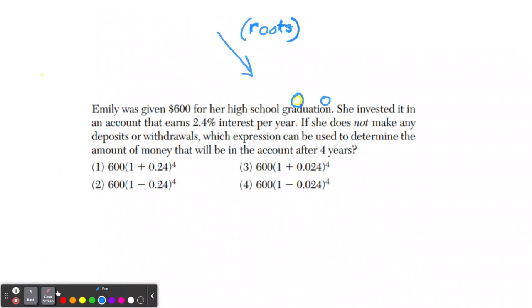All right, here's the Emily question. Let's keep blue. So Emily was given $600 for her high school graduation. Let's clear out the other problem there. And she invested it in an account that earns 2.4% interest per year. If she does not make any deposits or withdrawals, which expression can be used to determine the amount of money she'll have after 4 years? All right, so the initial deposit is $600, and they all have $600.